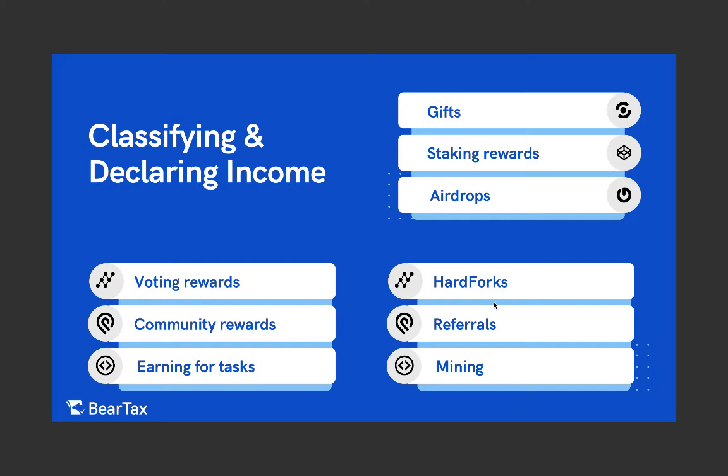You perform step-by-step tasks, and finally you get, say, $50 worth of BAT. So you earn for tasks. And there could be hard forks, where the cryptocurrency project splits in two and both have different versions of the currency. And you might get referral bonuses paid in Bitcoin, and you do mining and get deposits in Bitcoin. So all these are ways you will be earning income in Bitcoin or other cryptocurrency. All these things you have to declare as income.